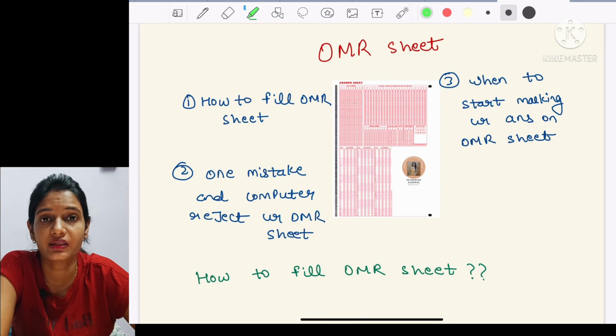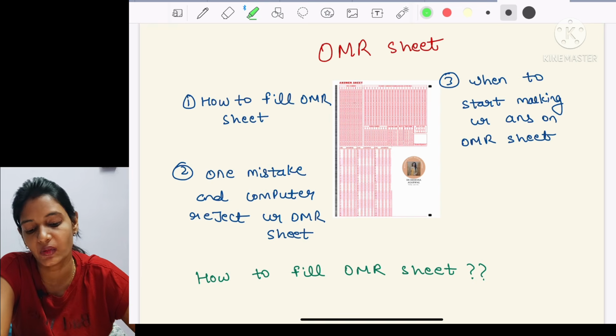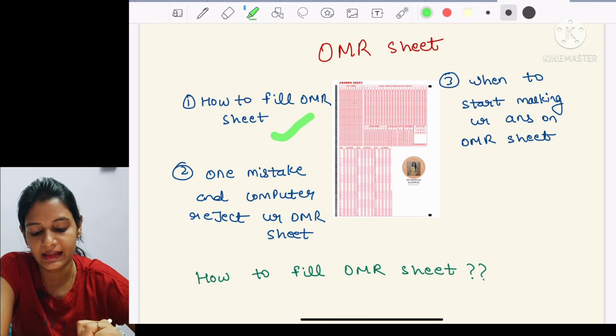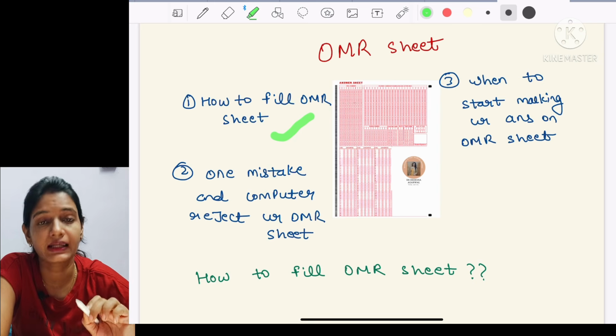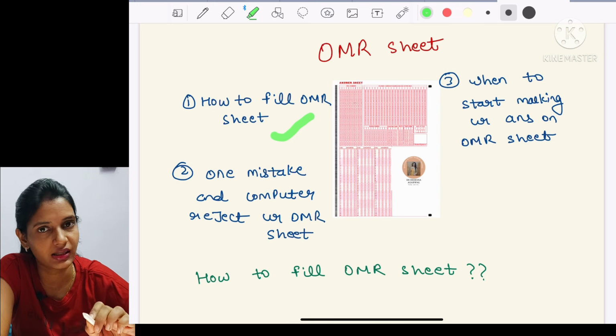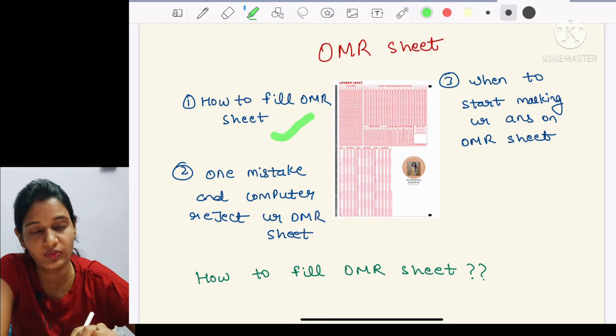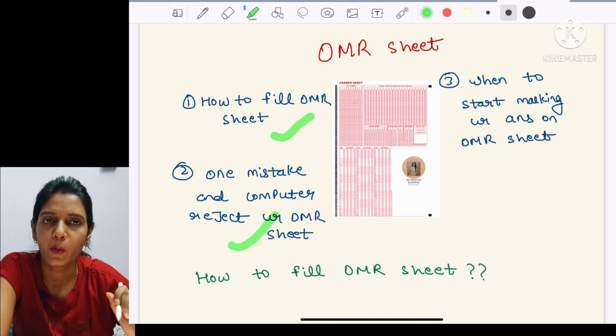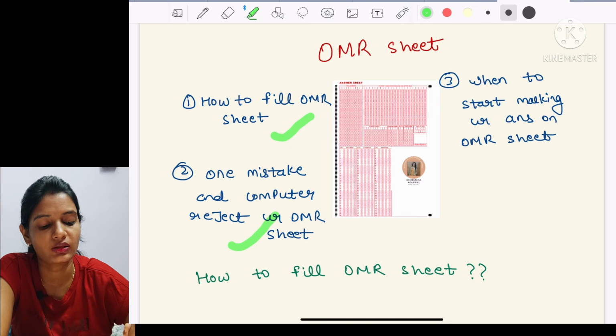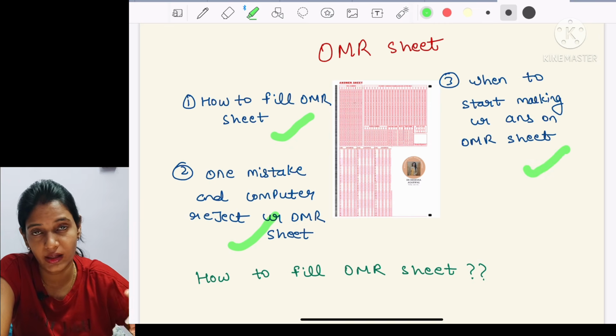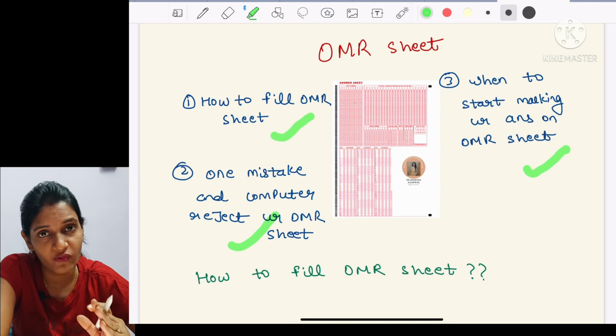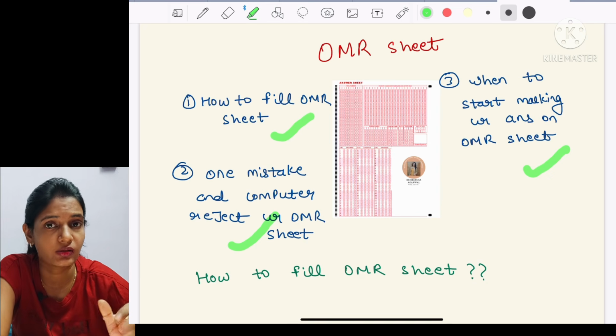So here I am with the 3 doubts being covered in this video. First, I am going to tell you how to fill the OMR sheet. The next thing is that one mistake and the computer can reject your OMR sheet, so avoid those mistakes. And the third one is when to start marking your answers on the OMR sheet, like when you are attempting the paper, when should you start marking those answers.